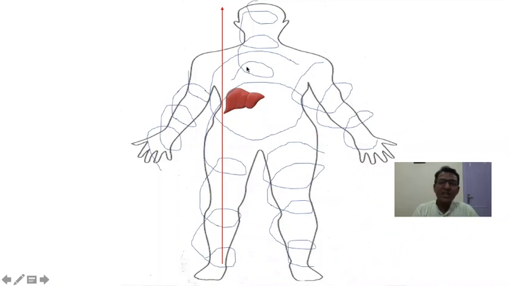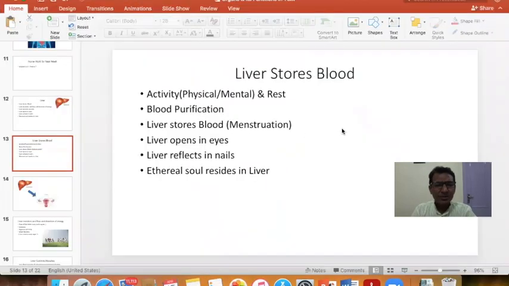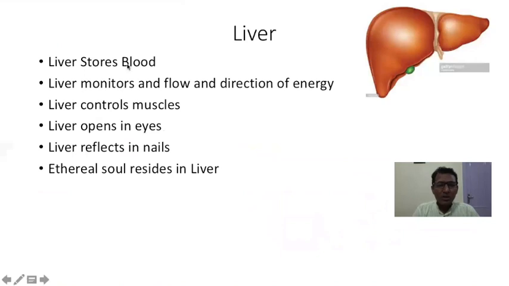So the liver has these two things. One is the direction of the entire qi, the smooth flow in the whole of the body, which is one of its primary responsibilities. So the liver monitors the flow and direction of energy.